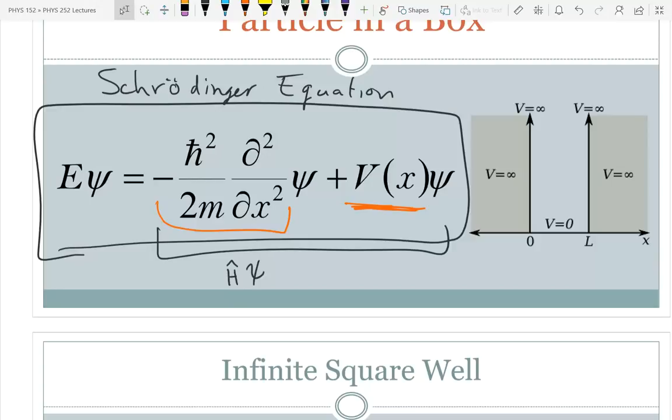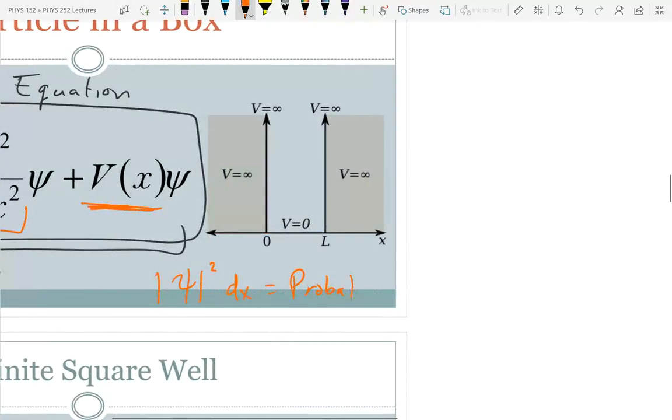So for the particle in the box, we had 3 regions. 2 of the regions had an infinite potential energy. What did we find for the wave function in the region of infinite potential energy? 0. Now the wave function is telling us about probability. The wave function mod squared dx is equal to the probability of being between x and x plus dx.